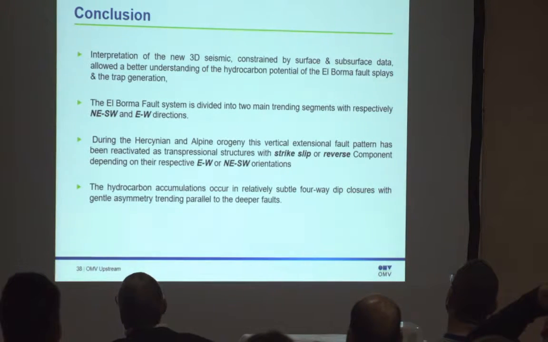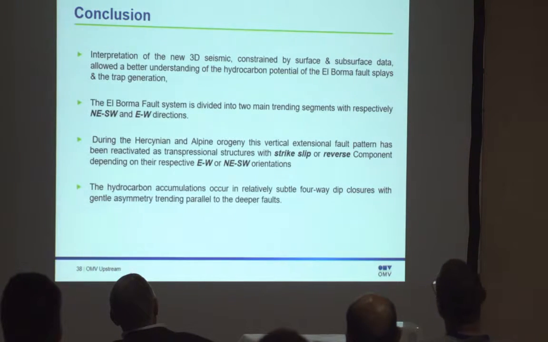The hydrocarbon accumulation occurs mainly in relatively subtle four-way dip closures. They show some gentle asymmetry, and they are mainly trending parallel to the main deeper faults.